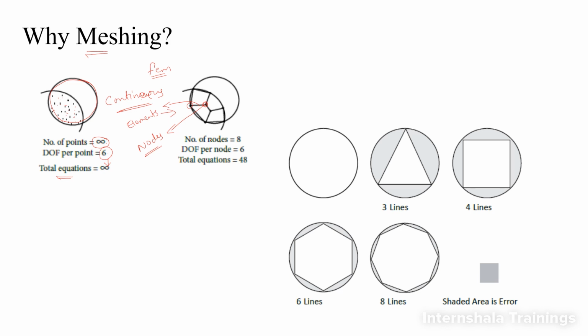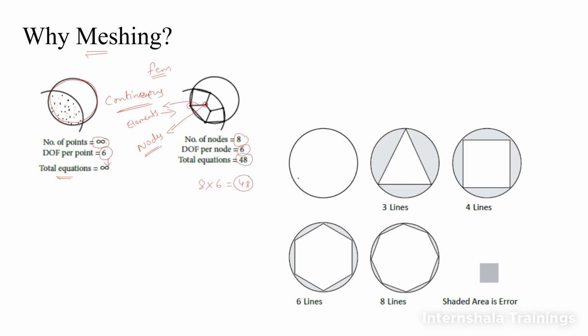Fine. Now see, we have converted these infinite points into a body which has 8 points, or let us say 8 nodes, and at each and every node we have 6 degrees of freedom. So according to the formula, we have 8 nodes and 6 degrees per node. The total number of equations to solve will be 8 into 6, which is 48. A computer or a human can solve these 48 equations, so that we will be able to get the results for this continuous system. So this is why we need meshing.